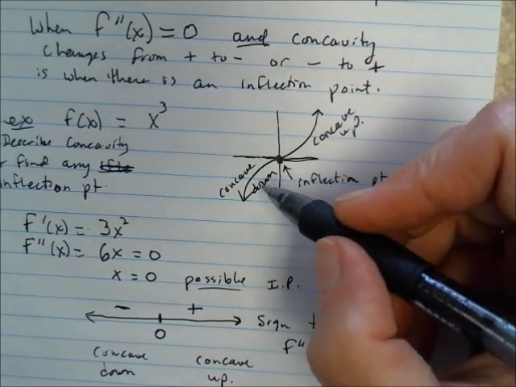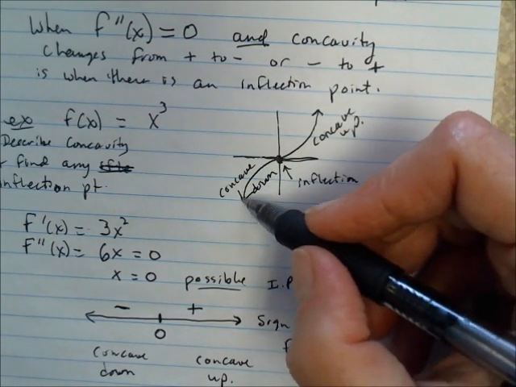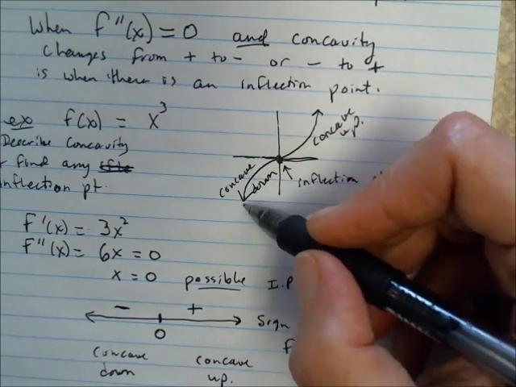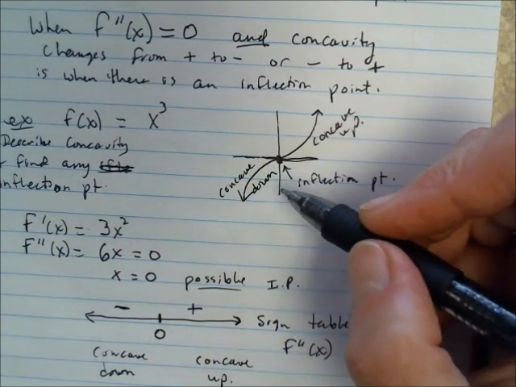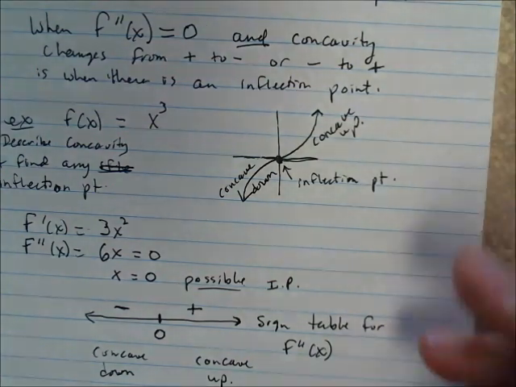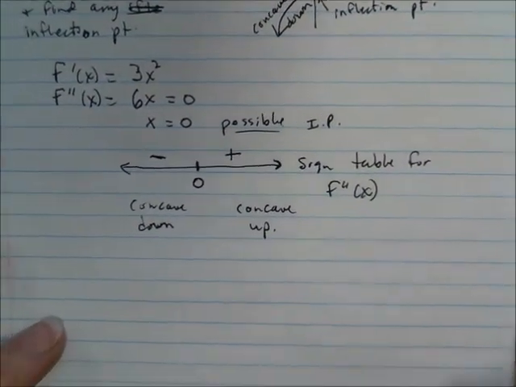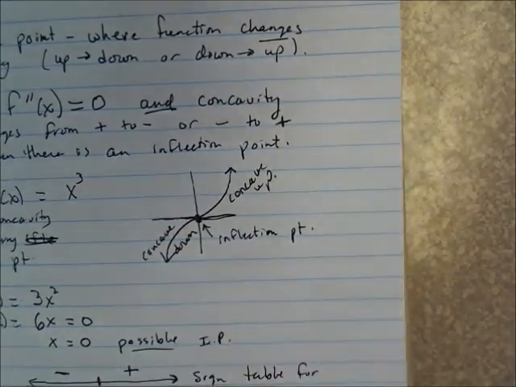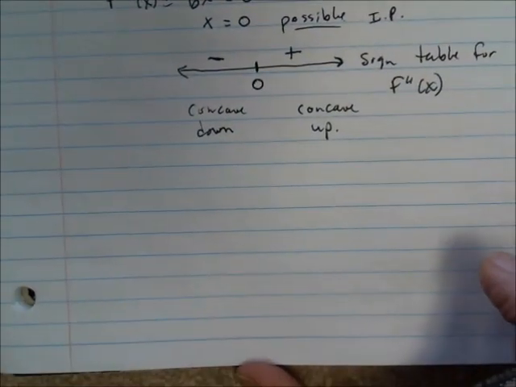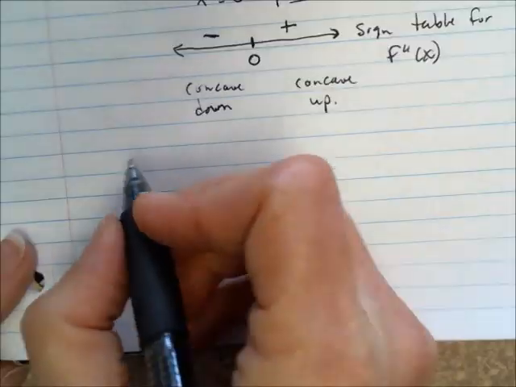And what concave down would mean is the first derivative, which is the slope, is getting smaller and smaller and smaller. In the concave up, the slope gets greater and greater and greater. All right, let's do another example here.